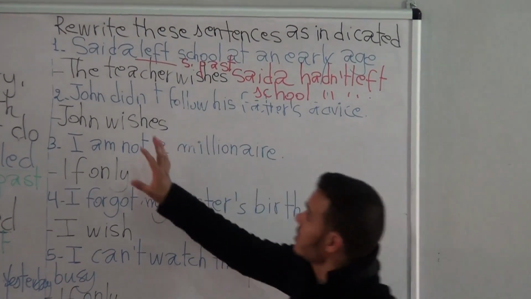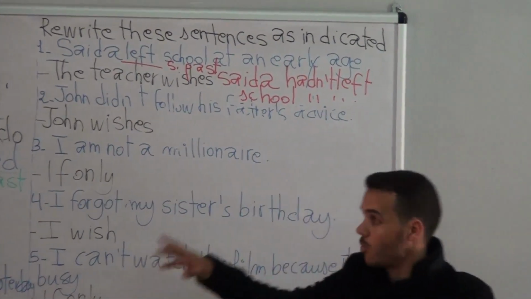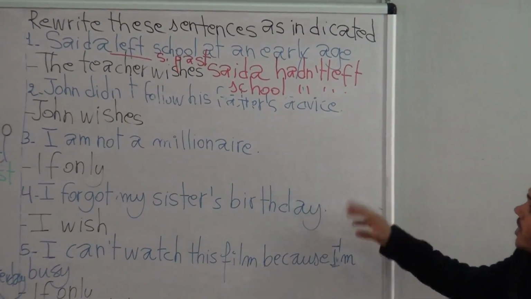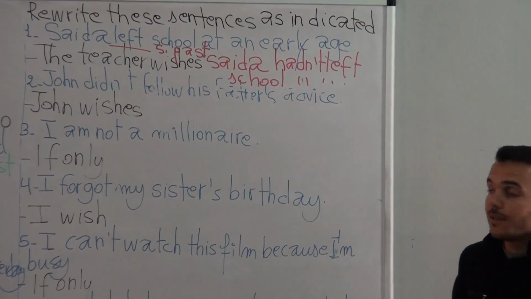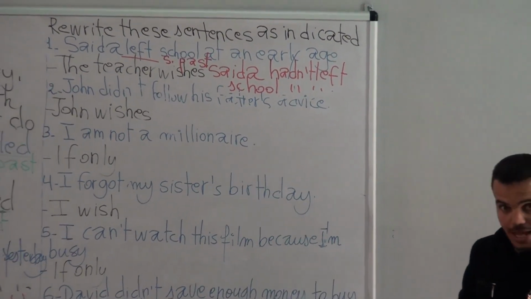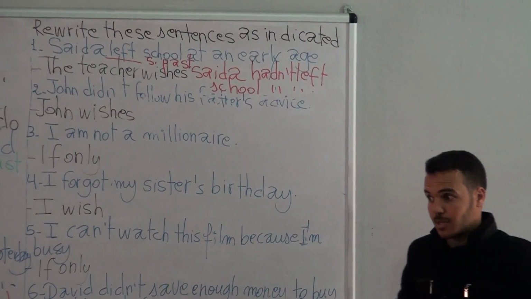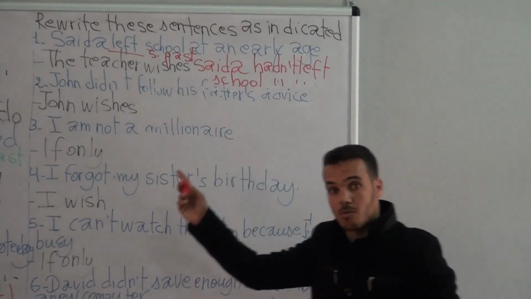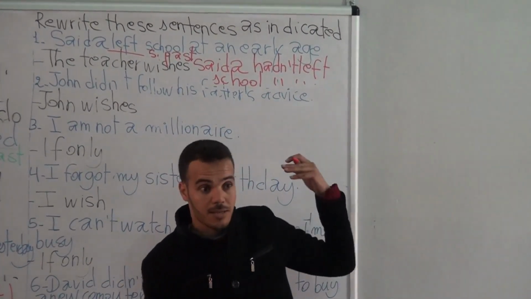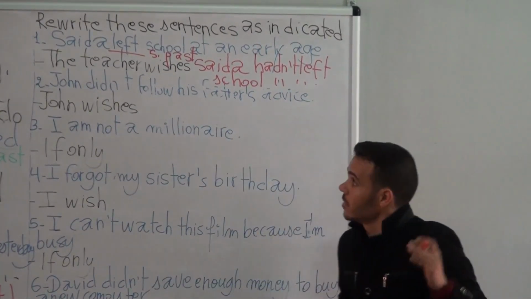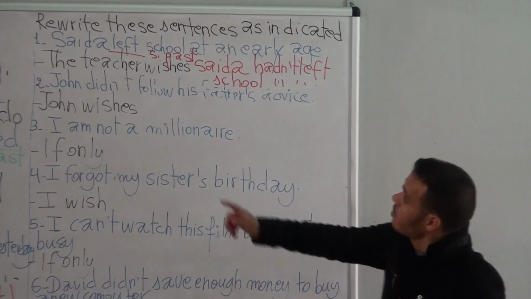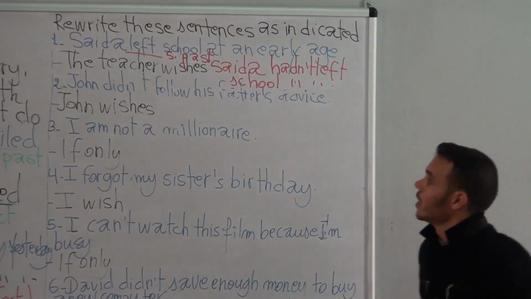So now this is the teacher who is making a wish. So the teacher wishes Saida hadn't left school at an early age. Can we change the situation? No, we can't, because this is the past. What is done is done. We can't go back and change it. It's too late. Let's move on to the second sentence.